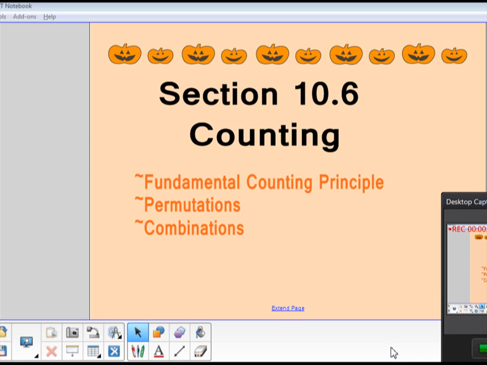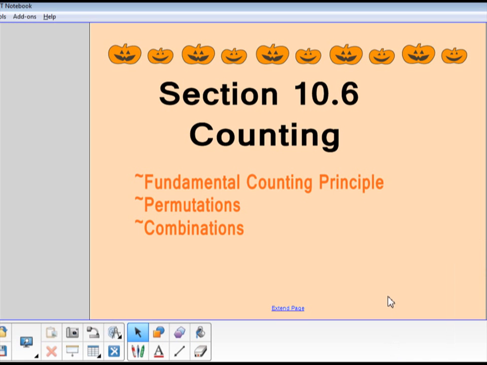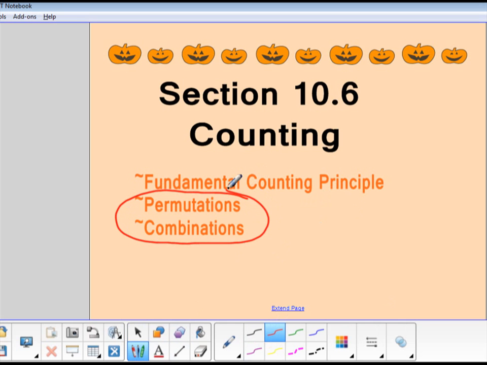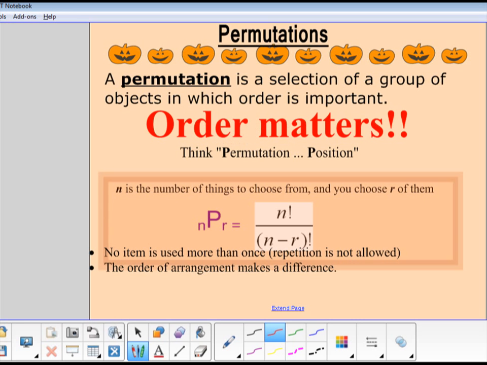Hello everyone, this is Mr. Appel, and today we're going to continue with counting. We're going to just step it up a notch. Yesterday we looked at the fundamental counting principle. Now we're going to look at some variations on that, namely permutations and combinations, and understanding the differences between the two. So let's take a look.